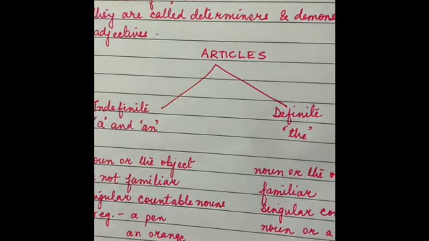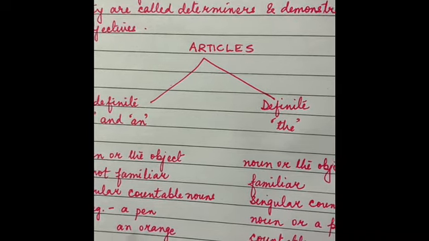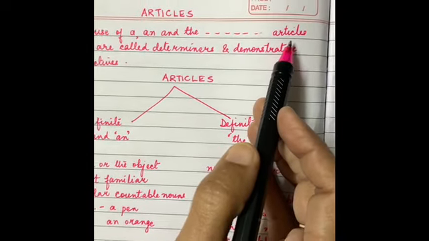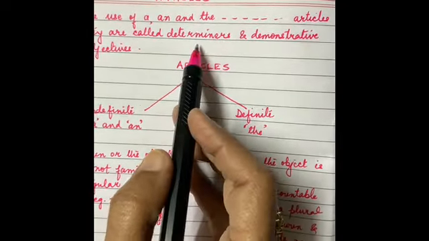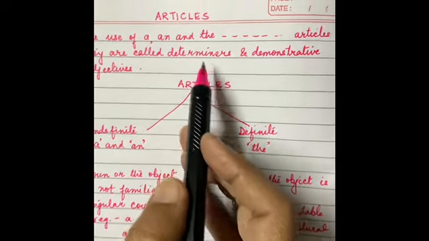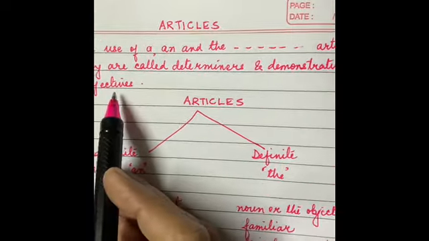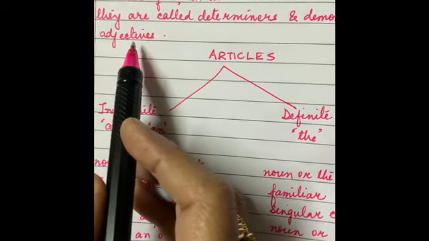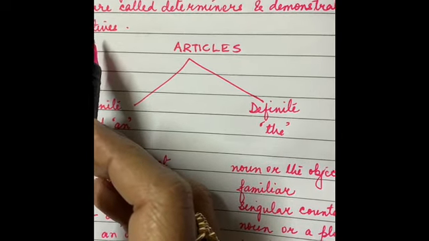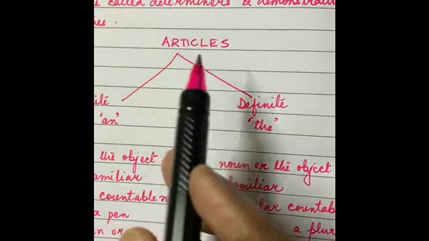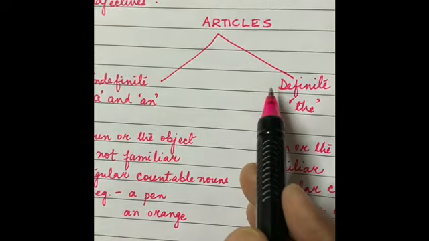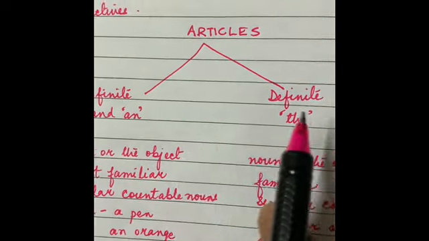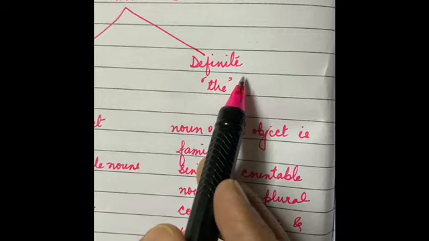So children, we are going to learn the use of a, an and the. They are called articles and they are a kind of determiners also, and sometimes they are called demonstrative adjectives. As I said before, they qualify the noun and they are used before the nouns, right? Now there are two kinds of articles. One is an indefinite article and another is a definite article.